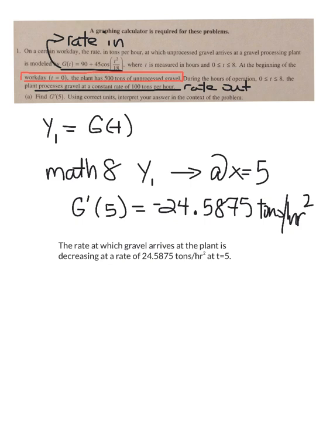And then they want, in context of the problem, what that means. So the rate at which the gravel arrives at the plant, because G of t represents a rate of arrival, is decreasing. The reason why it's decreasing is because my answer is negative 24.5875 tons per hour squared. And don't forget to write at time 5.